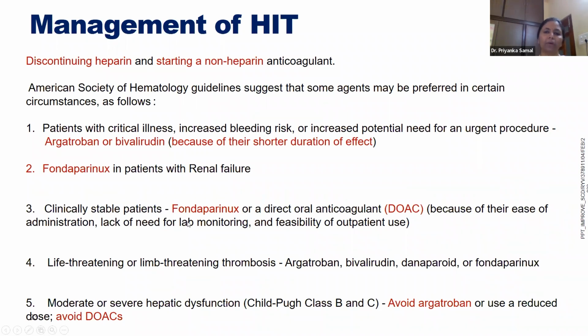DOAC is not yet a strong recommendation; it is given because it lacks the need for lab monitoring and is easy to administer. But many times DOACs may not be a proper anticoagulant, because critically ill patients may not be able to take a drug orally. Only for clinically stable patients may DOAC be used. For life-threatening or limb-threatening thrombosis, you go for argatroban, bivalirudin, danaparoid or fondaparinux. In patients with moderate or severe hepatic dysfunction, avoid DOACs and avoid argatroban. The drug of choice is usually fondaparinux.